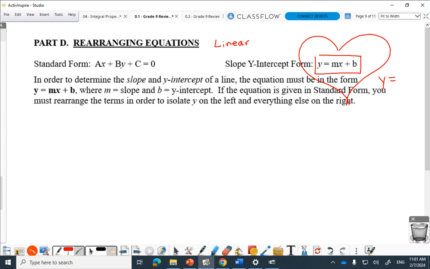So, once it's in y equals mx plus b form, the m will be the slope, and the b will be the y-intercept. You're like, which one's which? I forget how to do it all. I know, it's the next lesson. Don't panic about all that just yet. But this is just a reminder that we like y equals mx plus b form.